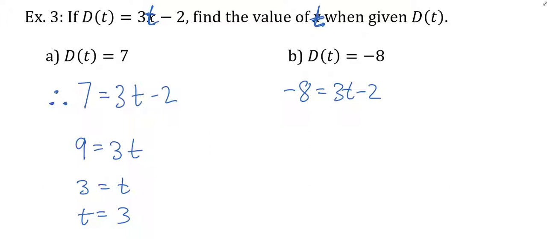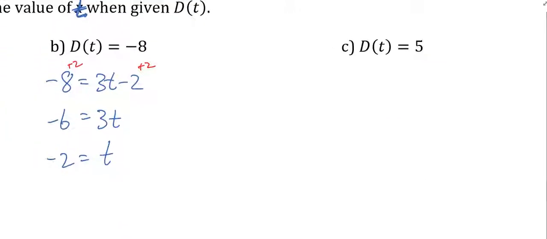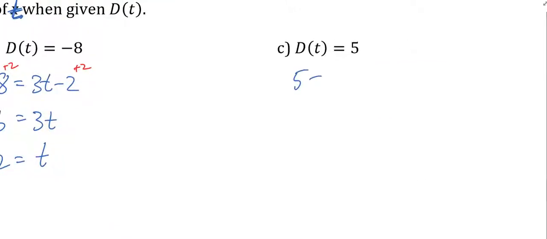So I'm going to add 2 to both sides. And negative 8 plus 2 is negative 6. Divide both sides by 3. And I get t equals negative 2. And then the last one, 3t minus 2. Add 2 to both sides. 7 equals 3t. Divide both sides by 3. And t equals 7 over 3. Got a fraction. Fine.